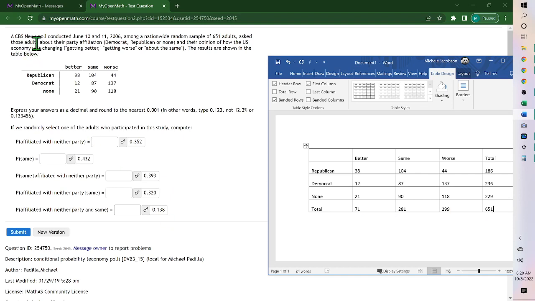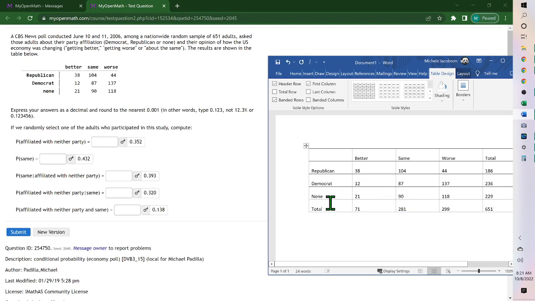It says, a CBS News poll conducted on June 10th and 11th, 2006, selected 651 adults, and they were asked what party they were affiliated with and if they felt it was getting better, getting worse, or the same. Express your answer as a decimal rounded to the nearest thousandth. We randomly selected one adult who participated in the study. Find the probability they were affiliated with neither party.